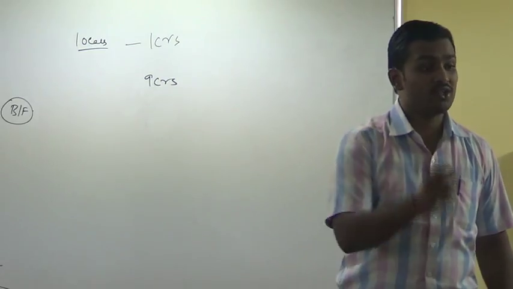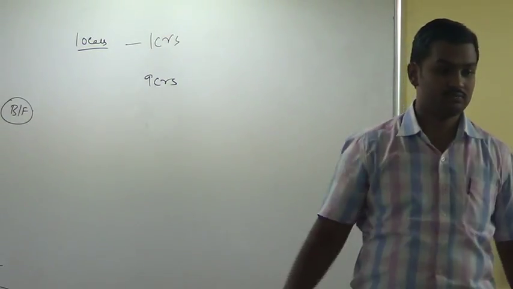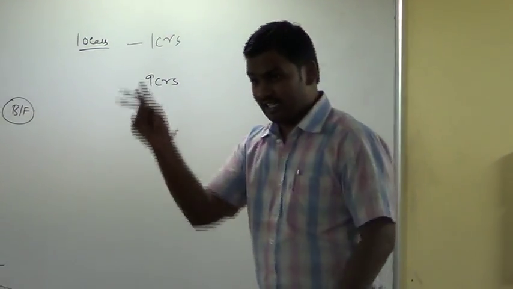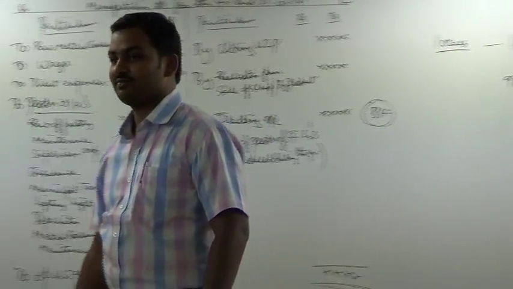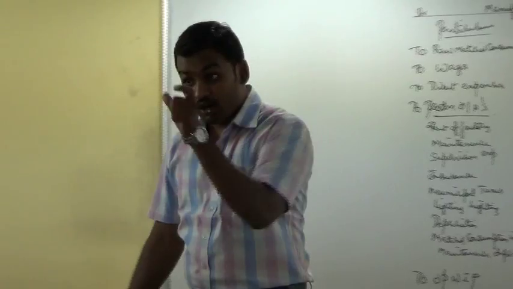Now tell me, what is your total cost of production? Is it 1 crore? Is it 9 crore? Is it 10 crore? Is it 9 minus 1, 8 crores? On these 10 cars, last year you spent 1 crore. Current year to complete it, you have spent 9 crores. So total cost of production of these cars will be how much? 10 crores.